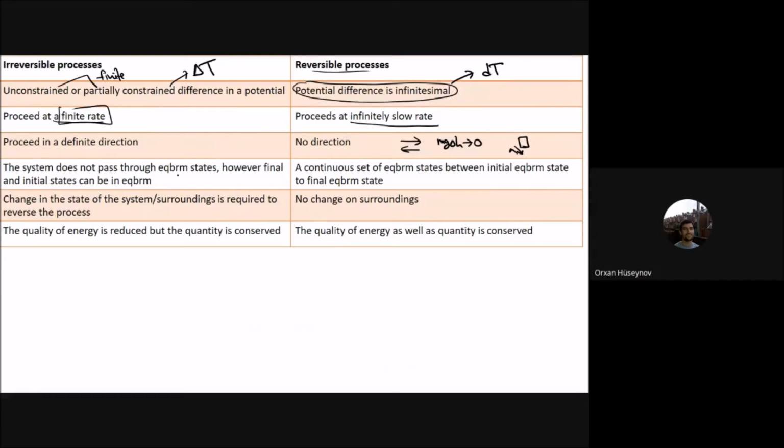The system doesn't pass through equilibrium states. However, final and initial states can be equilibrium. Let me elaborate on this one more. Say that I have a piston cylinder device here. Here you have 40 degrees Celsius, and here you have 0 degrees Celsius. During the heat transfer process, it is possible that here you have 38 degrees Celsius, and here you have 30 degrees Celsius, very close to the environment. You can see these parts are very close. Here you have lower temperature, but the temperature needs some time to propagate into the domain.